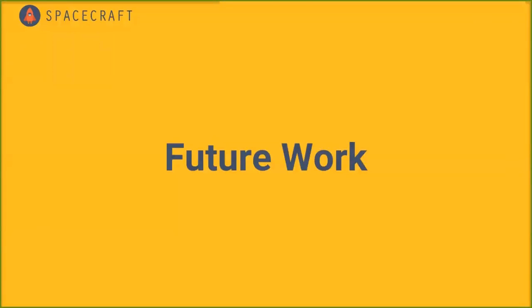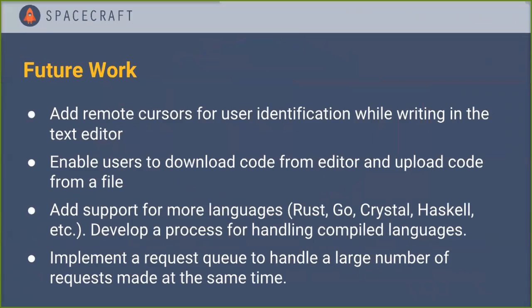All right, and we're going to finish up with some future work, some plans that we have to extend our project. First, we'd really like to add some remote cursors for user identification while writing in a text editor. Something kind of like how Google Docs has the anonymous hippo or something, something colorful with text that can help you easily see which of your collaborators are where in a text editor.